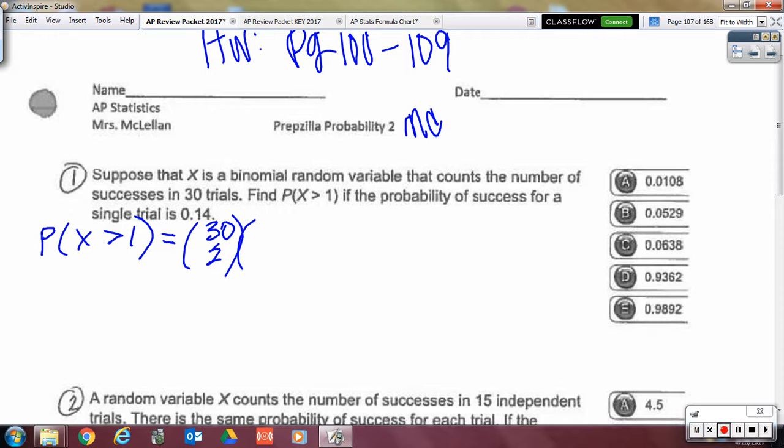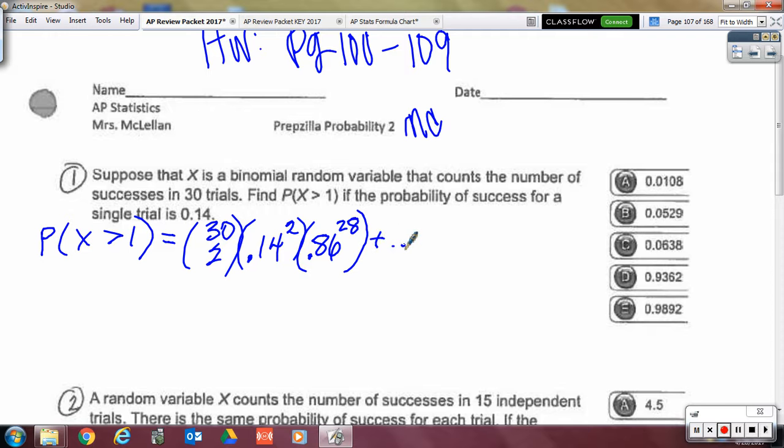And then the probability of success to the number of successes. So 0.14 to the second power. And next comes probability of the failure, which would be 0.86 to the number of failures that you would have. And that would be 28 because there's 30 items total. 2 of them were successes, so 28 are failures. That's the first part of the sequence that we want.